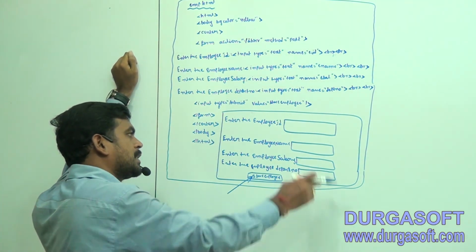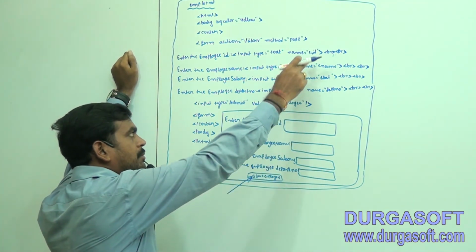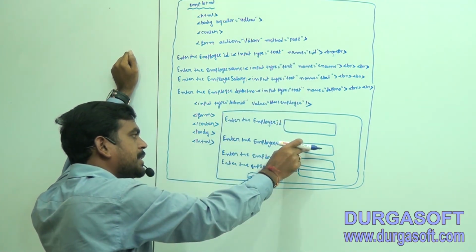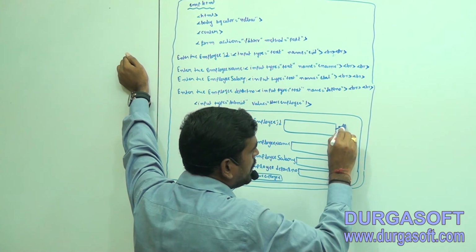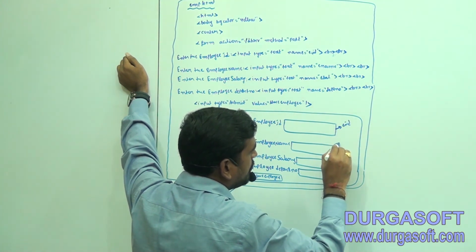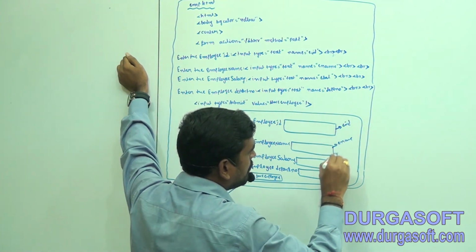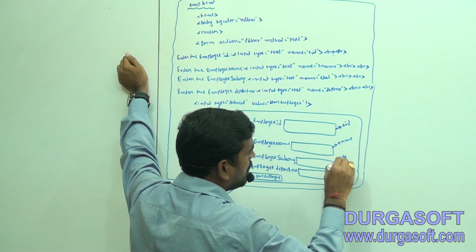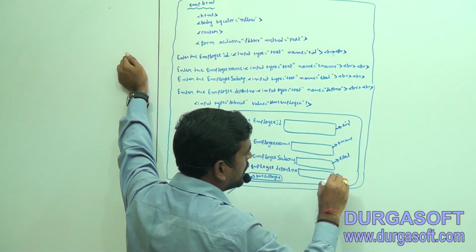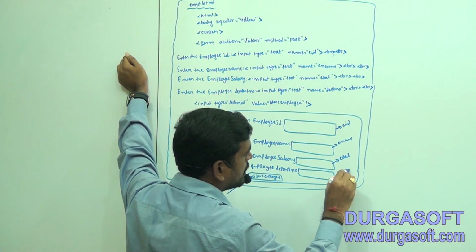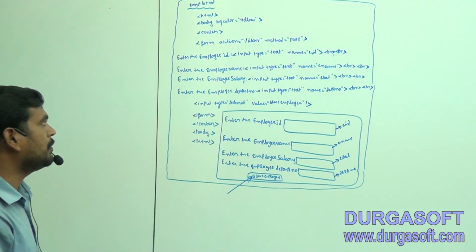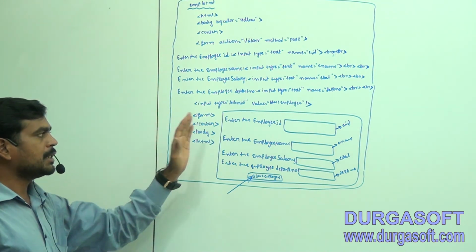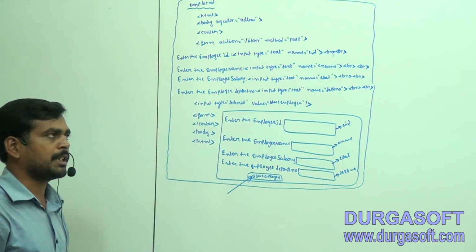So now this text box has some name. What is the name? EID. This text box has some name. What is the name? ename. EID, ename, esal, DEPT number, like this. Each text box has some name. Whenever we are executing this page, this is the way it is going to be displayed.